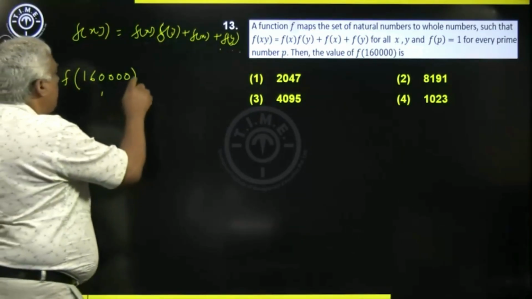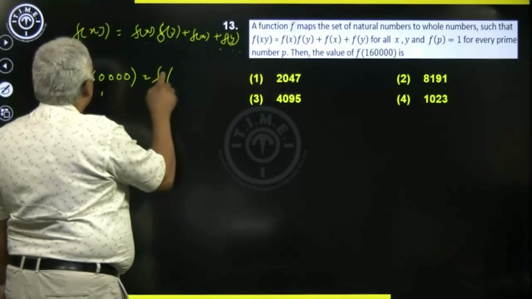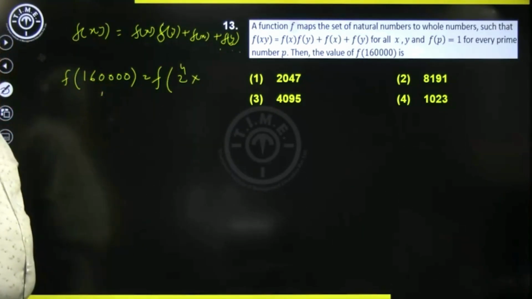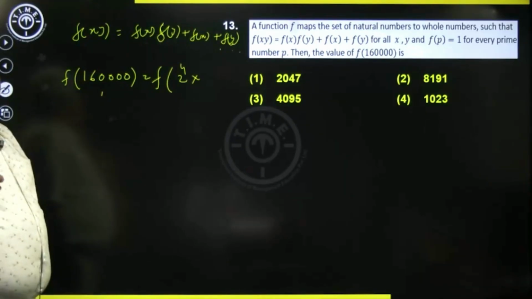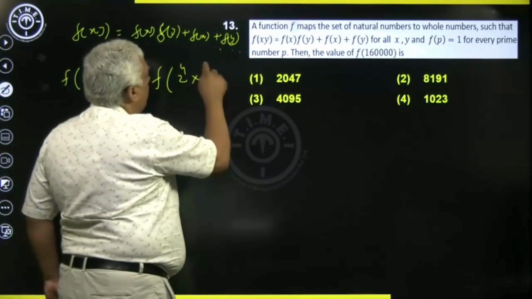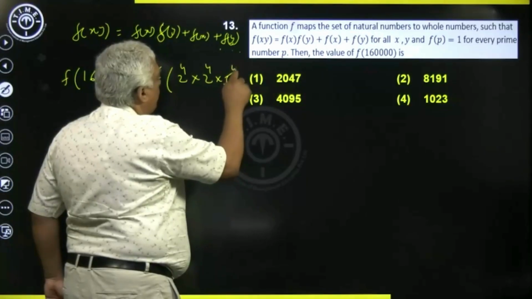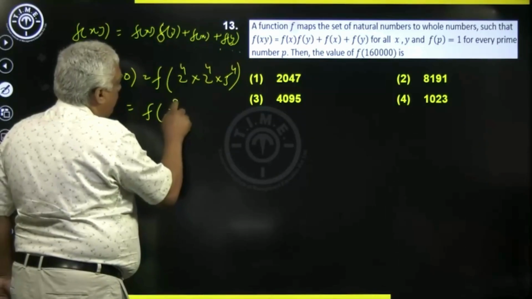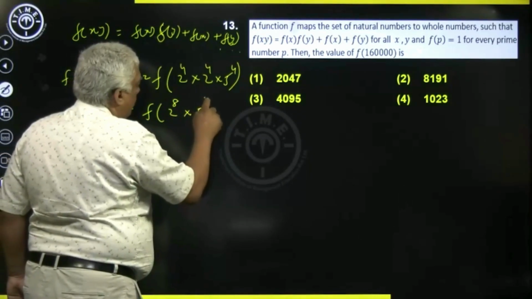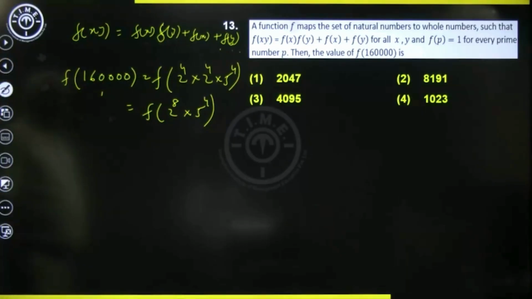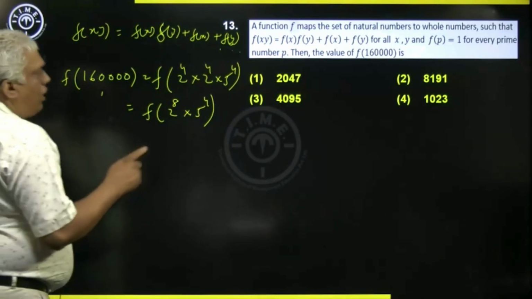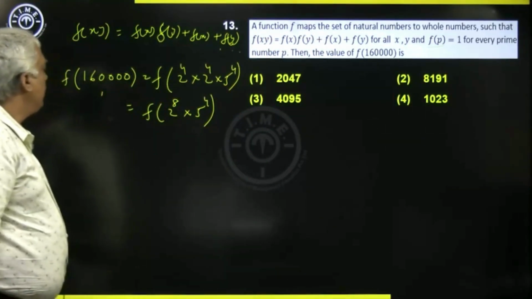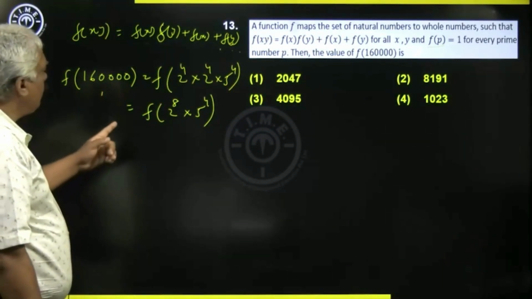Now, this is nothing but f of 16, which is 2 to the power 4, into 10,000. 10,000 is 10 to the power 4, that is 2 to the power 4 into 5 to the power 4. So, basically you have to find f of 2 to the power 8 into 5 to the power 4. Now, f(p) is 1, where p is a prime number.